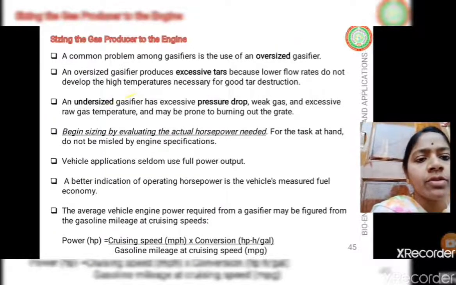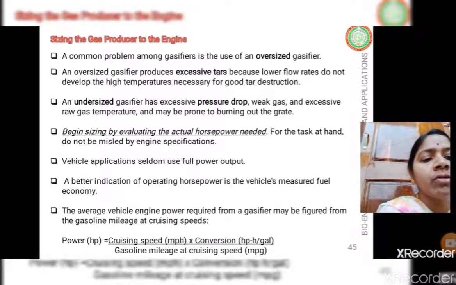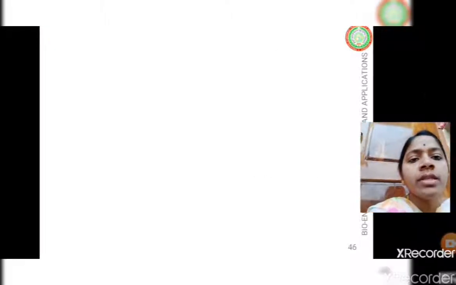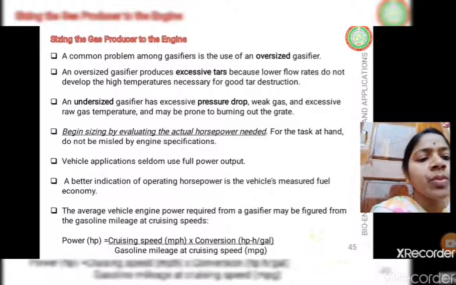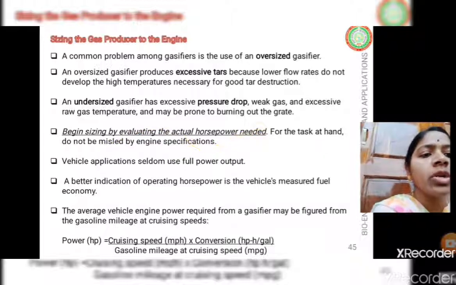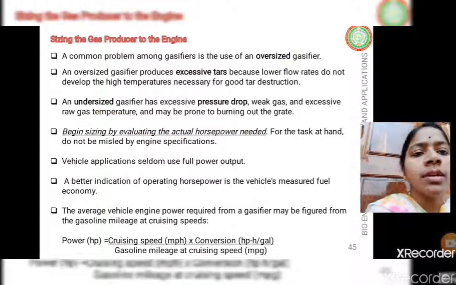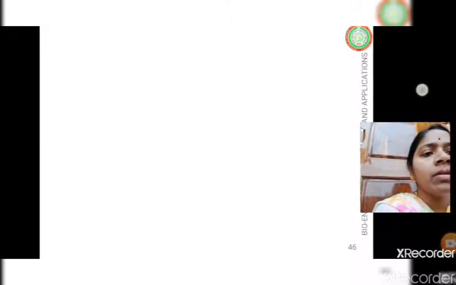The sizing, the power in HP needed, is to be designed for that type of gasifier, neither oversized nor undersized. The HP, that is the power required, is equal to the cruising speed in miles per hour times the conversion, that is HP hour per gallon, divided by the gallon mileage at cruising speed, that is miles per gallon. This gives the exact sizing of the actual horsepower needed for a vehicle. So in order to overcome these problems, oversized and undersized, this is the adoption.